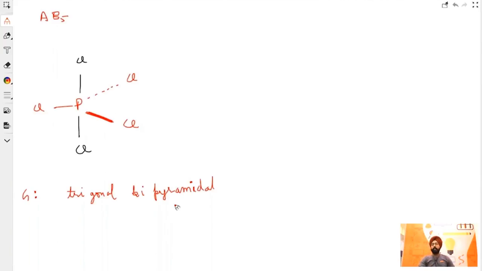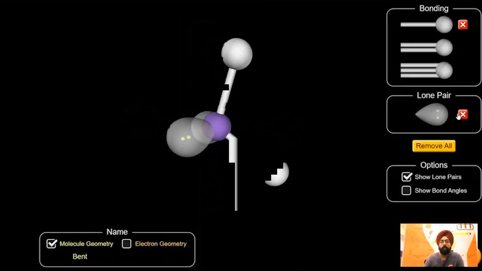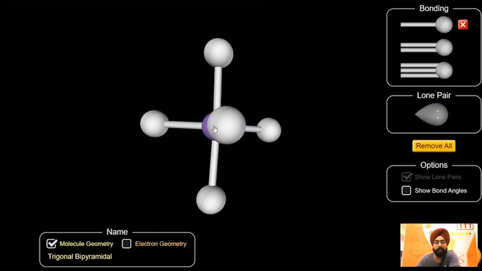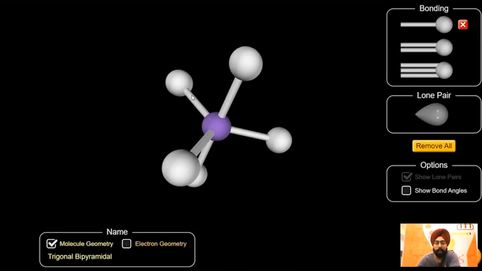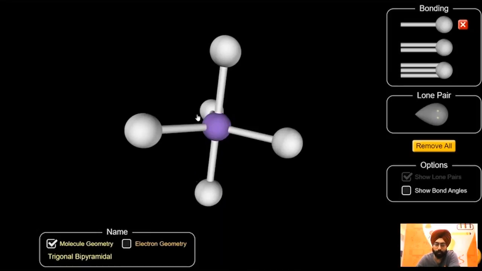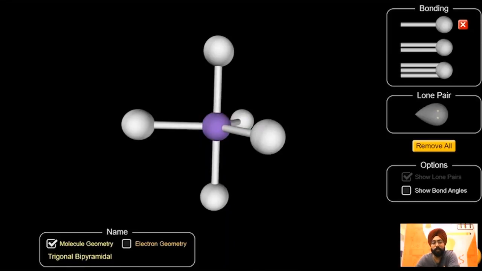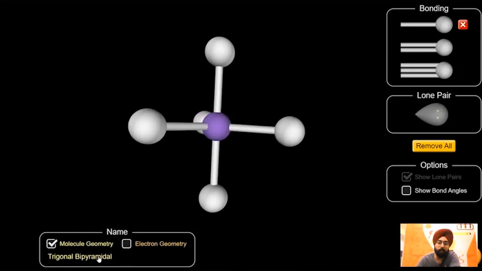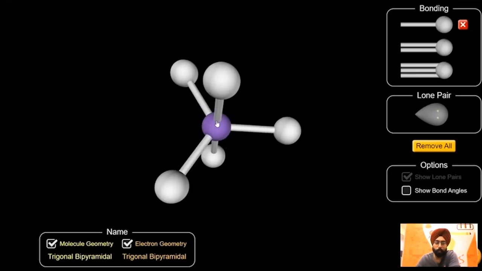If you want to see this in this particular case, let me remove this. Can you see? So there is this trigonal thingy in the center, and on top and bottom there are 2 protrusions. These 2 protrusions are called pyramidal thingies. So the molecule geometry and electron geometry are trigonal bipyramidal. Trigonal, and on top and bottom these 2 protrusions. So trigonal bipyramidal.